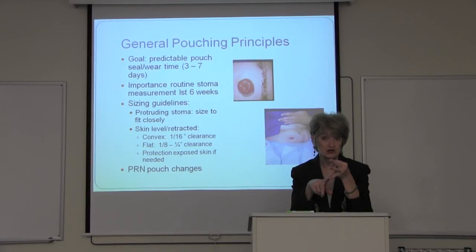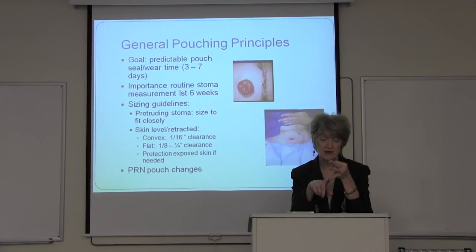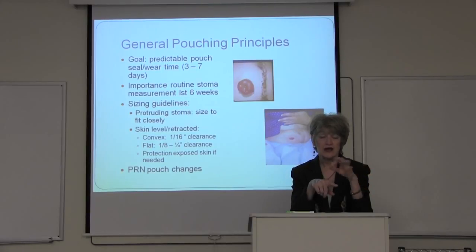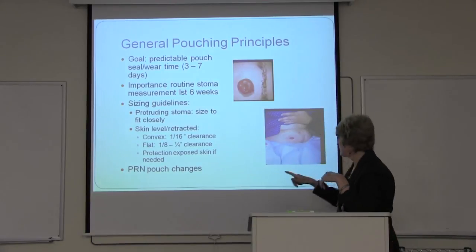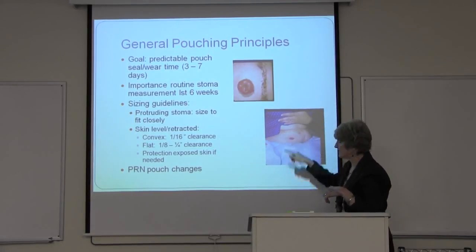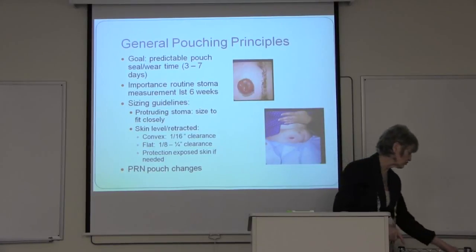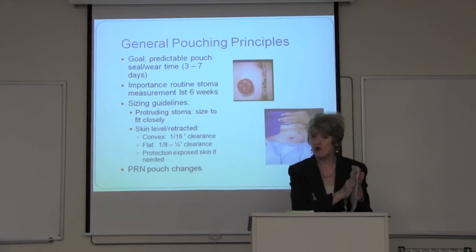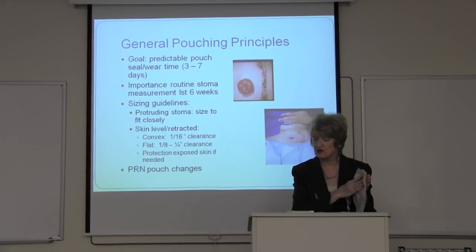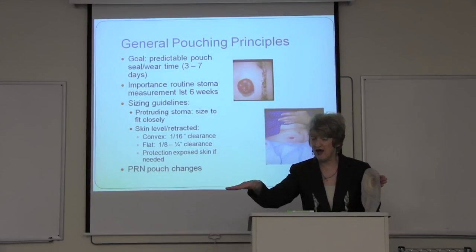If your stoma protrudes, you're looking for your pouch to fit closely around the stoma. If you have a nice soft barrier, it can literally hug the stoma like a turtleneck. If you have a stoma that is skin level or retracted, but the surrounding skin is relatively flat, you're going to reach for a convex pouch to create a lot of support and pressure around the stoma to force the drainage into the pouch.